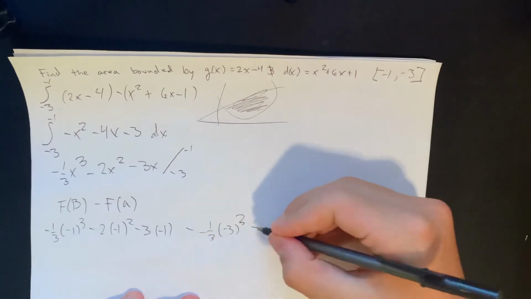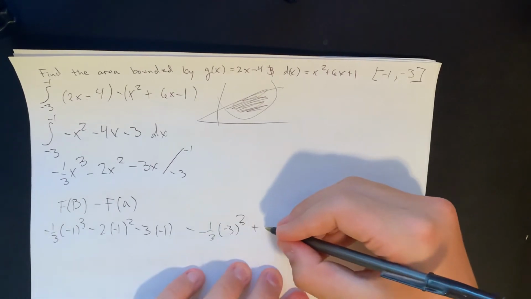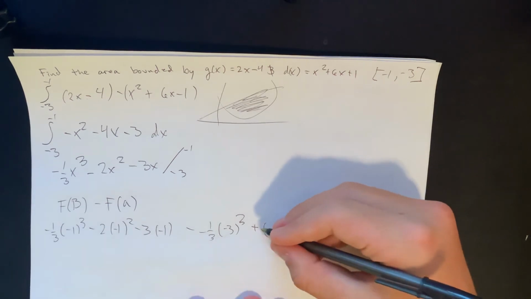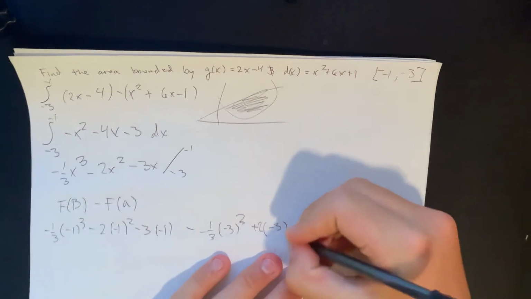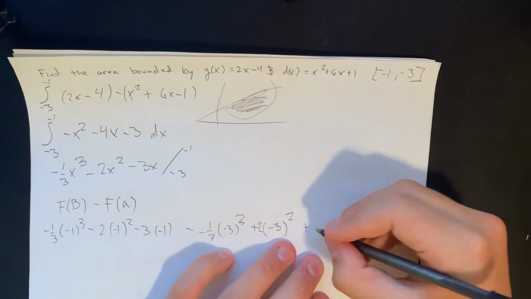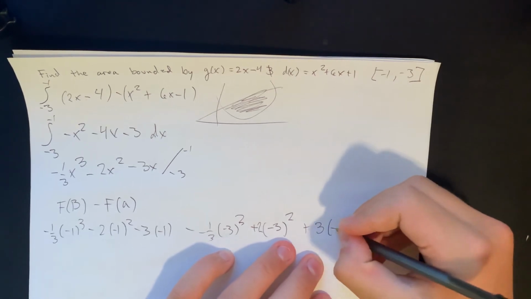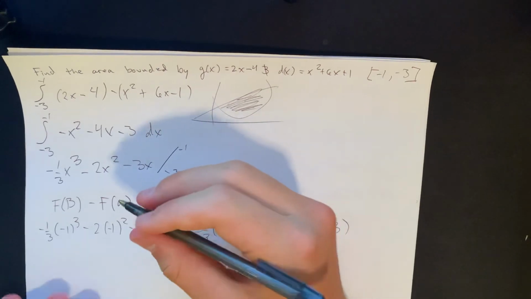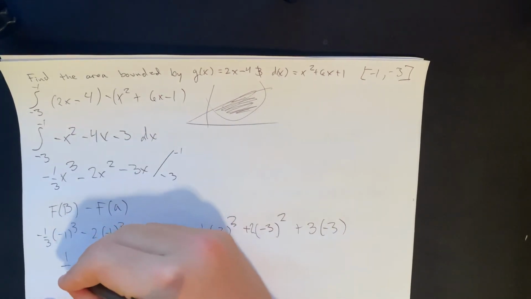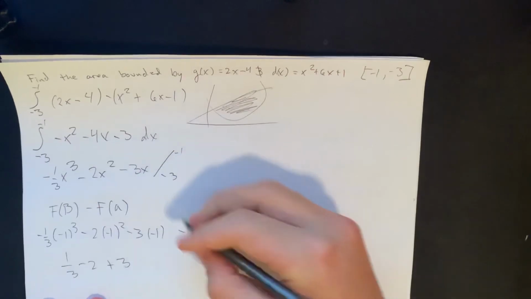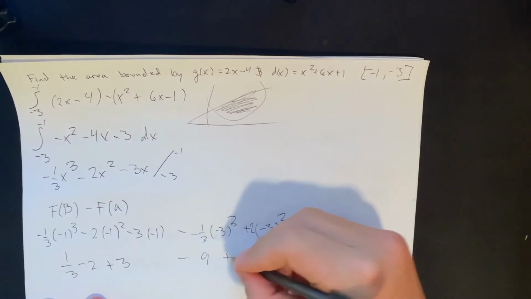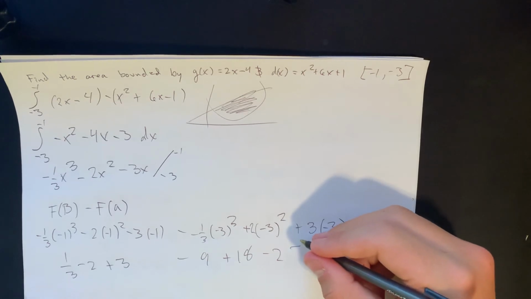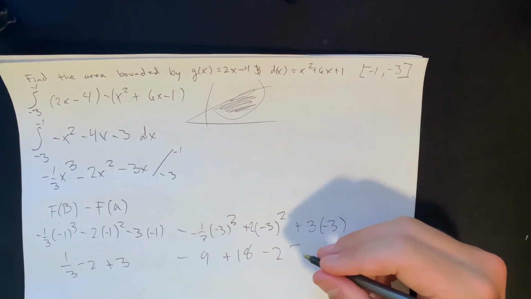oh, since this is minus, this will distribute. So these will be plus, I'm pretty sure. Yes, that'll be. So it'll be 2 minus 3 squared plus 3 over negative 3. And from this, we'll find out that C value. So this will turn out to be 1/3 minus 2 plus 3 minus 9 plus 18 minus 27.